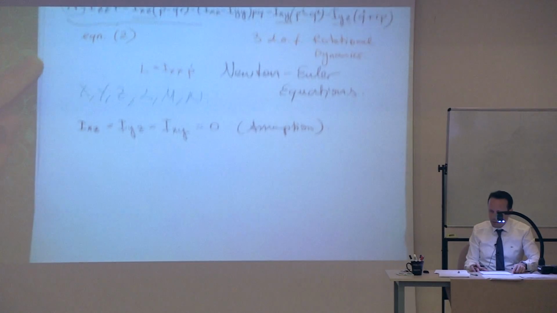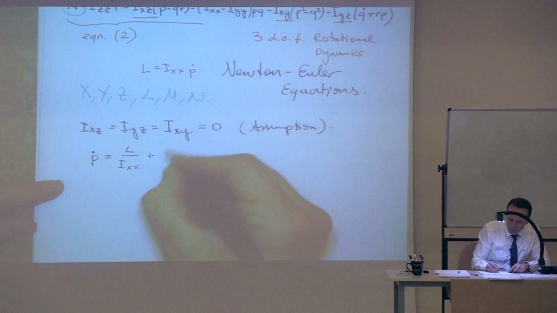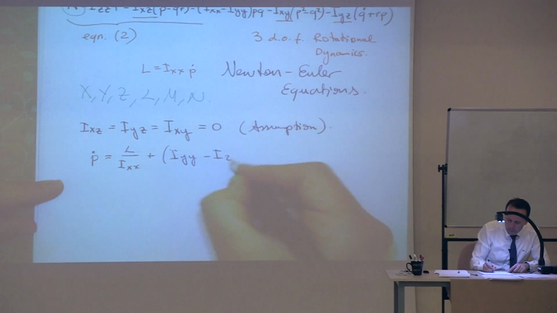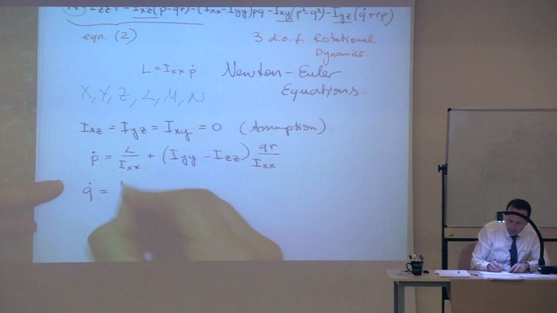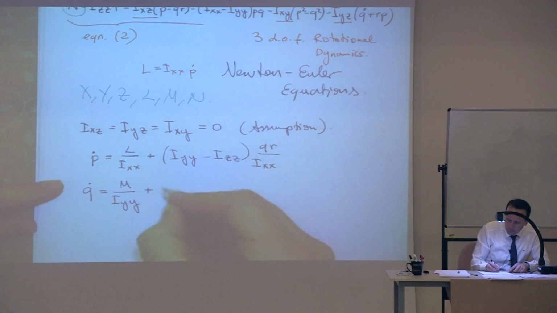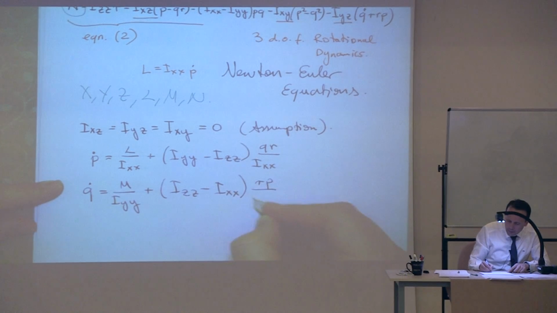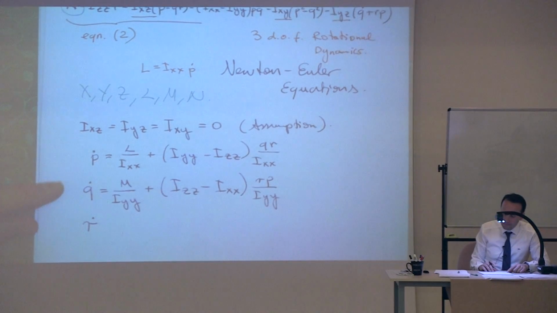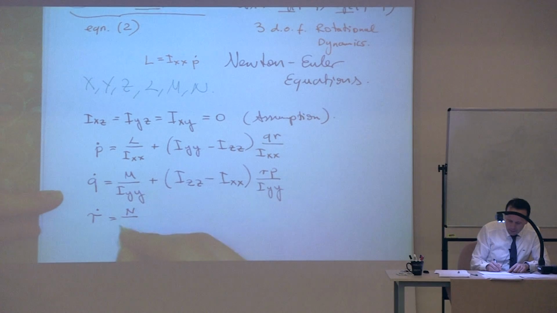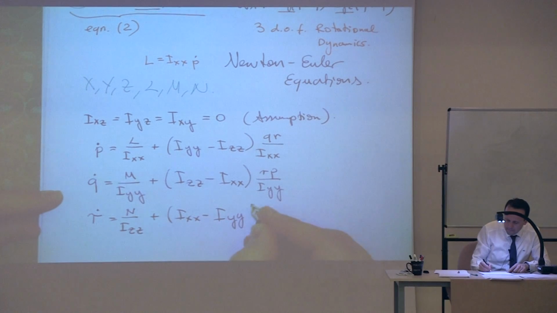If you make that assumption, then you will get a simpler set of equations that look like this: P dot is equal to L plus (Iyy minus Izz) Qr, divided by Ixx, and Q dot is equal to M plus (Izz minus Ixx) Rp, divided by Iyy. And R dot will look like N plus (Ixx minus Iyy) PQ, divided by Izz.